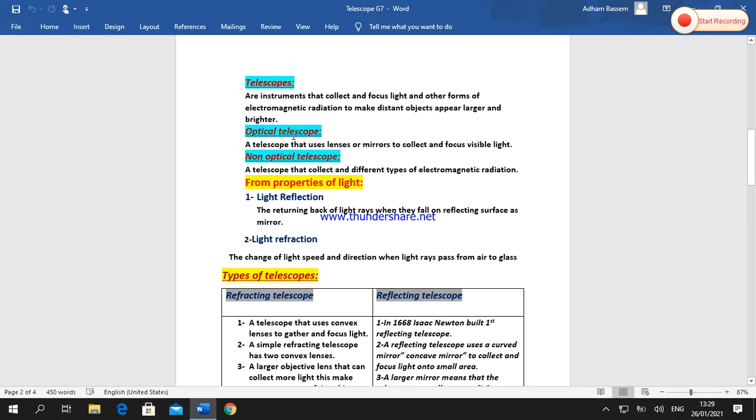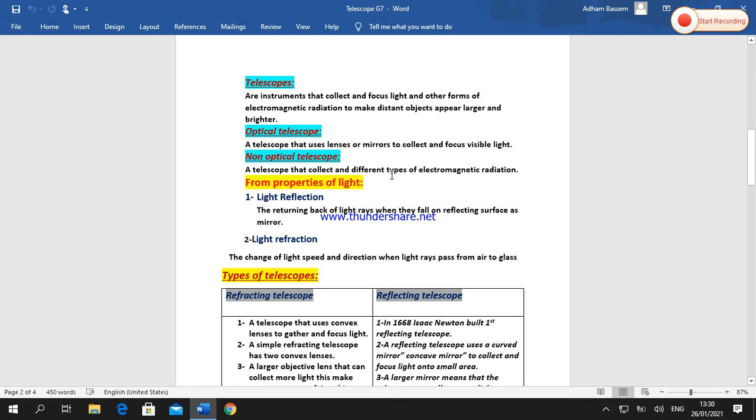Optical telescope uses lenses or mirrors, okay? In its structure, there are lenses or mirrors. Why? Because lenses or mirrors can collect and focus visible light, while non-optical telescope collects other types of electromagnetic radiation. So optical telescope collects and focuses visible light, but non-optical telescope collects and focuses other types of electromagnetic radiations.